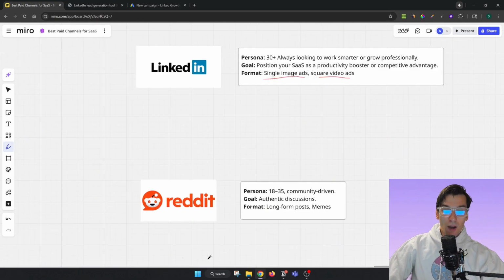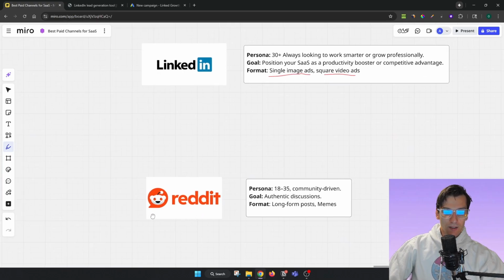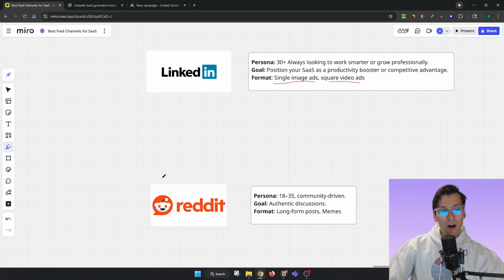Then Reddit. I do have experience with Reddit a lot. And Reddit is very hard to crack, because nobody wants to see ads on Reddit. And the stuff that you see on Reddit, it's usually not ads when people advertise something. There's ways to advertise your product on Reddit without Reddit ads.